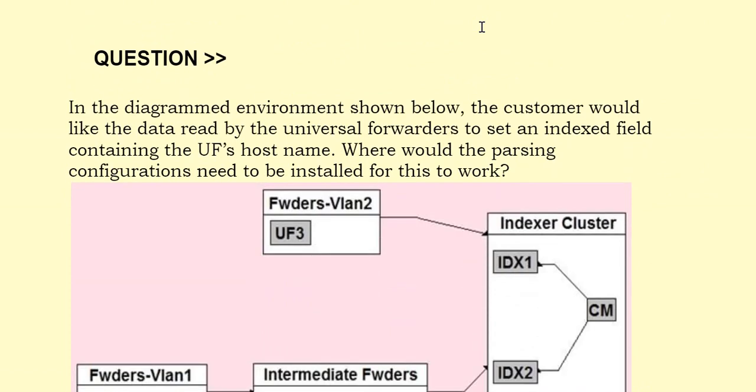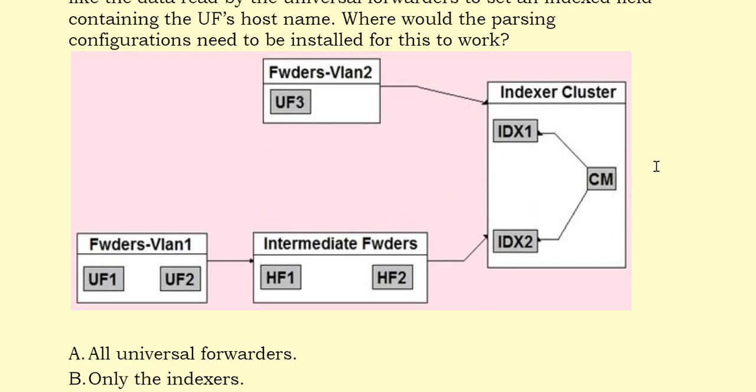Our next question is, in the diagrammed environment shown below, the customer would like the data read by the universal forwarder to set up an indexed field containing the UF's host name. What would the parsing configuration need to be installed on for this to work? Please have a look at this diagram.